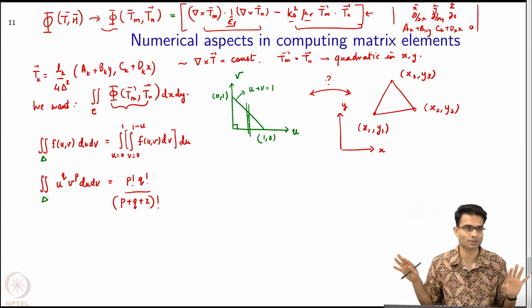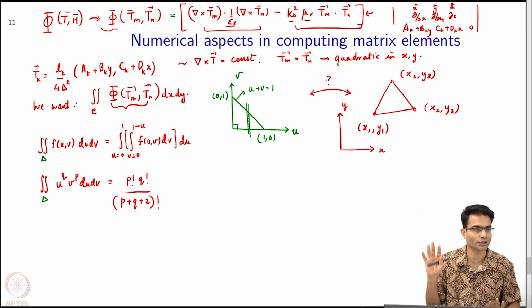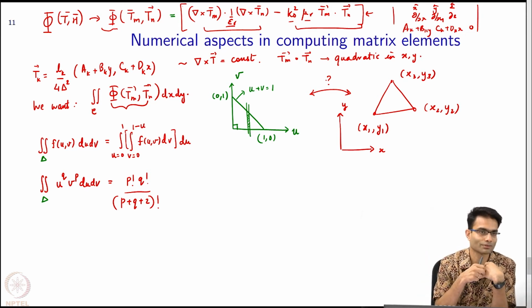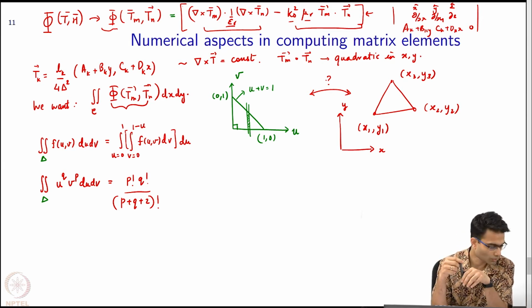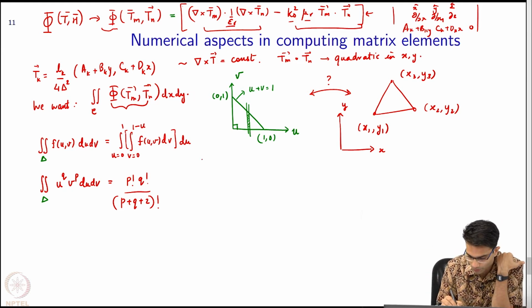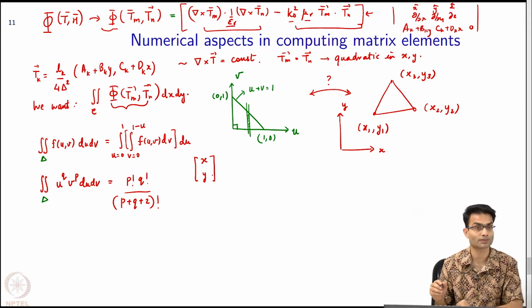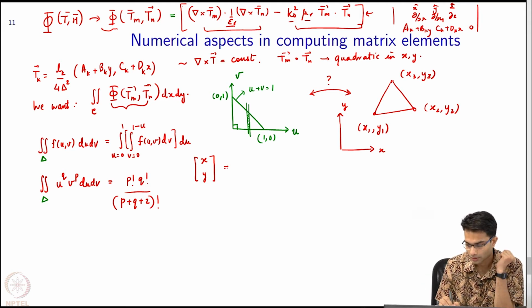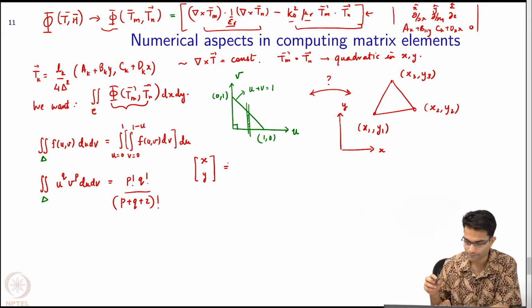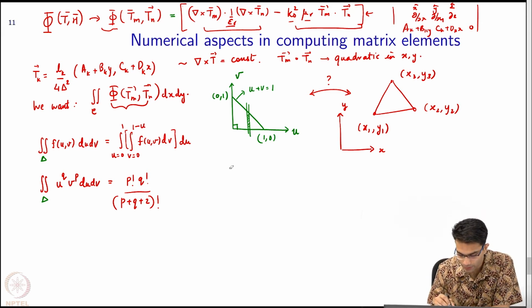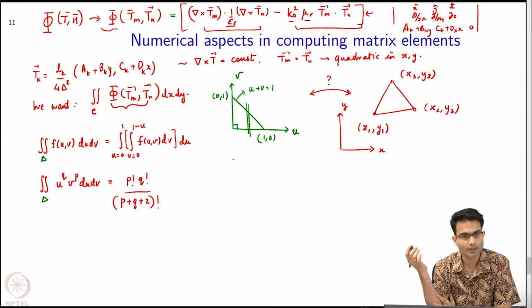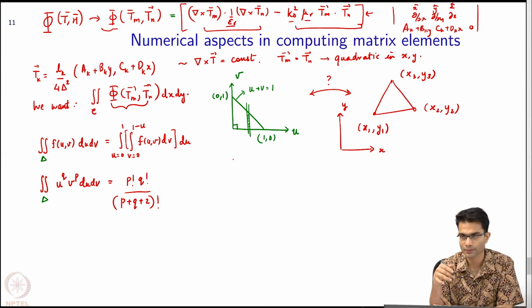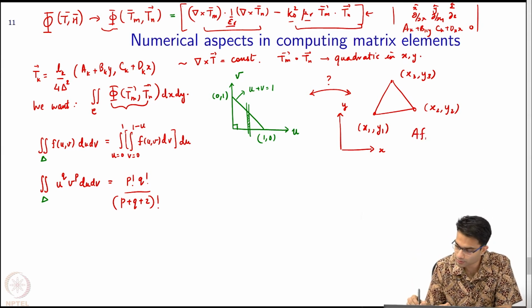So it is in general possible. At least intuitively, it sounds reasonable that there is a transformation that goes from this to this. So let's try to work that out. Before we come to that, I'll give you the answer. Turns out there is a transformation from here to here. It's called an affine transformation.